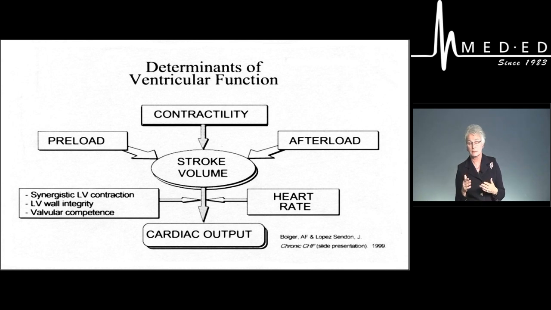So this is the opposite. We're an afterload reducer. We're going to relax that arterial muscle. So we give an alpha antagonist, relax. Probably the one you use most often is hydralazine. 10 to 20 milligrams IV, every 2 hours, PRN, whatever you want the blood pressure to be. And we love that drug because it works well.